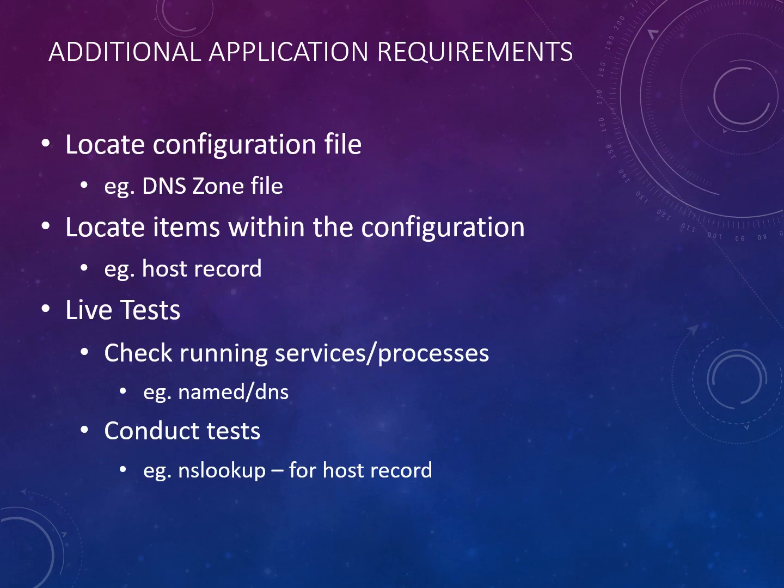So we had some additional application requirements. We had to modify the application to take into account those additional requirements. So first of all, we needed to locate a configuration file. In this case, it was the DNS zone file. And also in the case of Linux, we needed the additional feature to locate the named.conf.local, for example, and define the pointer to the zone file within that. Then we need to locate items within the configuration file. And in this case, that would be a host record, a DNS host record.